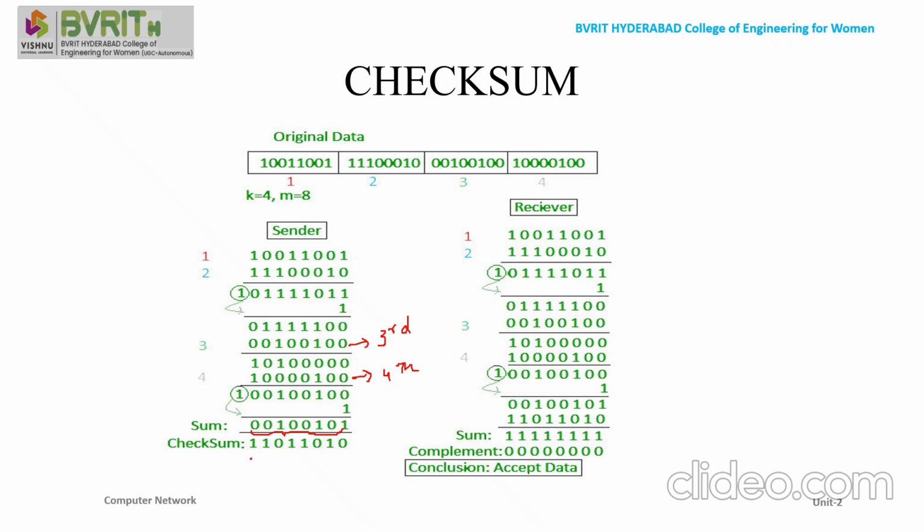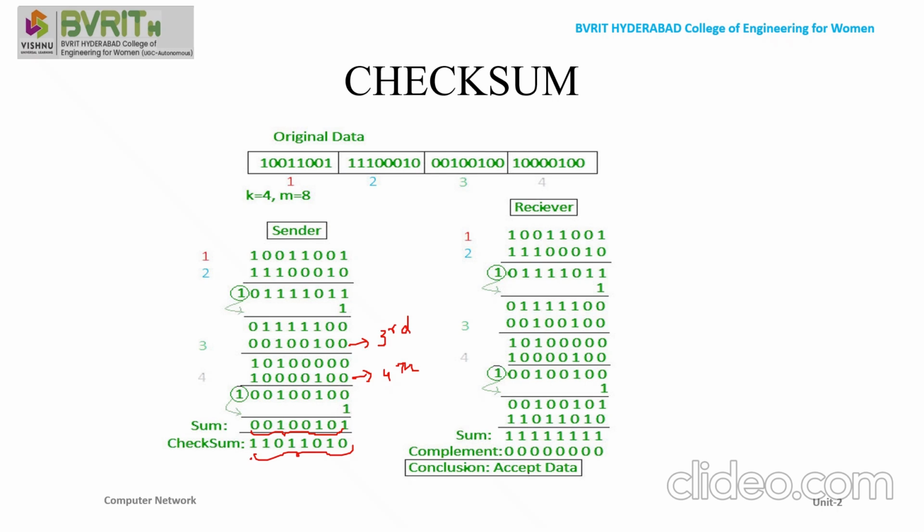The sum complemented is 00100101, and for that the complemented data is 11011010. So this is the complemented data. Along with the original data, we are also going to send the checksum bits, that is 11011010. So these checksum bits are also added at the receiver.